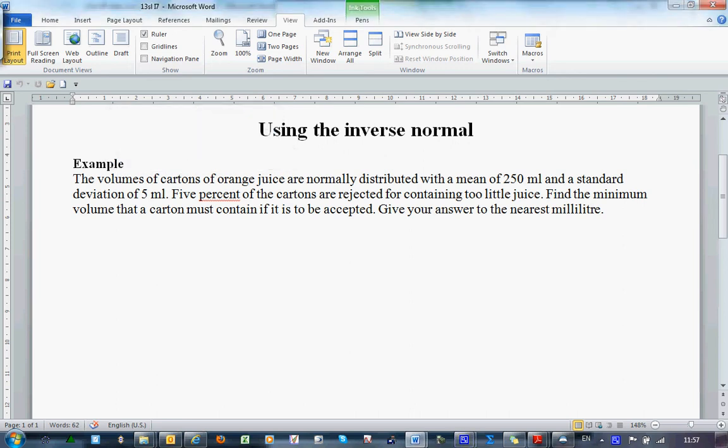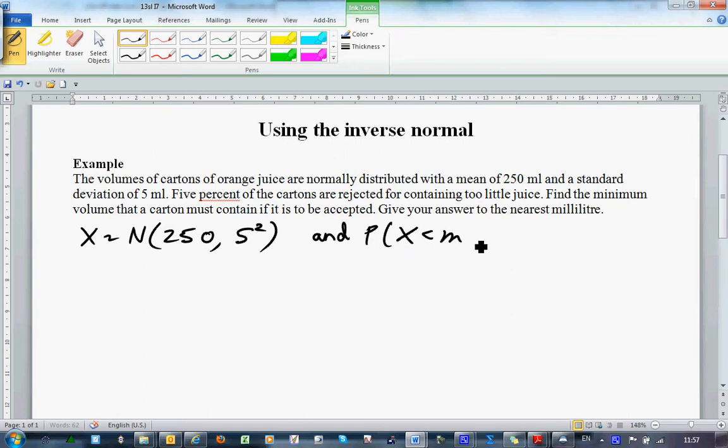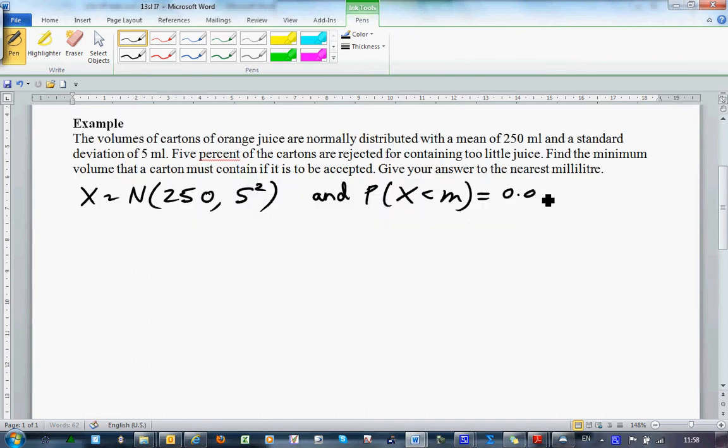Okay, so in this demonstration we're going to have a look at the inverse normal, and you can see we've got some orange juice. It's got a mean of 250, so let's get this down into some mathematical language. It's normally distributed with a mean of 250 and a standard deviation of 5, so a variance of 5 squared, and we know that the probability that x is less than some value, let's call that m, for the minimum value, is 5%, which is 0.05. Okay, so those are the 2 bits we can glean from there.